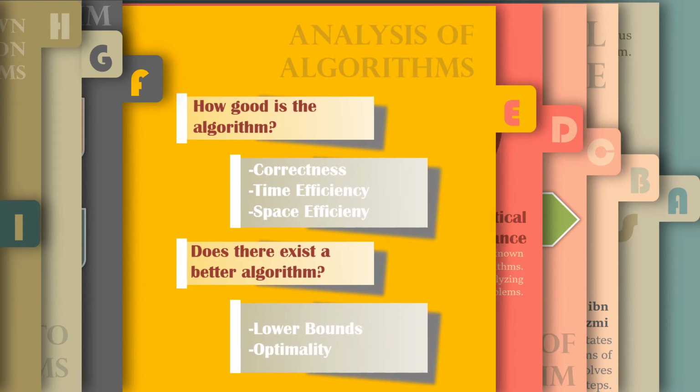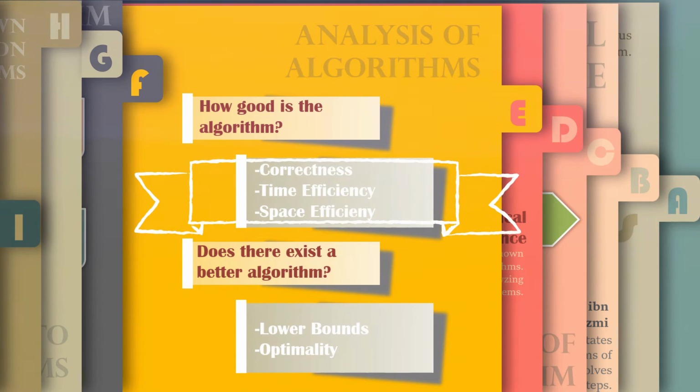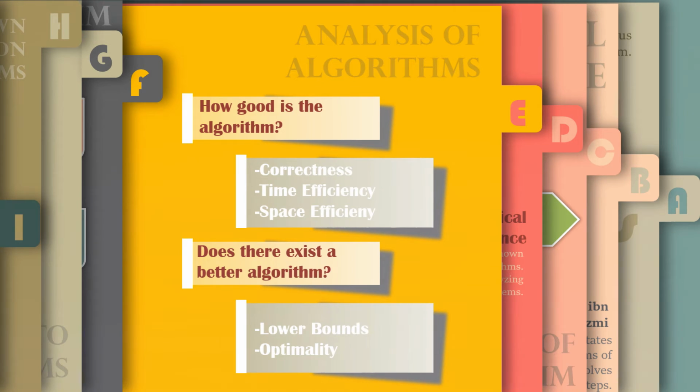Algorithm analysis is an important part of computational complexity theory, which provides theoretical estimation for the required resources of an algorithm to solve a specific computational problem. Usually, the efficiency or running time of an algorithm is stated as a function relating the input length to the number of steps, known as time complexity, or volume of memory, known as space complexity.